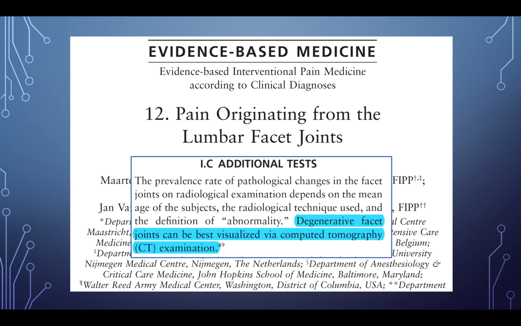So the prevalence rate of pathological changes in the facet joint on radiological examination really depends on the mean age of the subjects, the radiological technique used, and also the definition of what an abnormality is. I've seen some sclerosis buildup of the facets on some x-rays and radiology, but this paper mentioned that degenerative facet joints can best be visualized using CT scans.